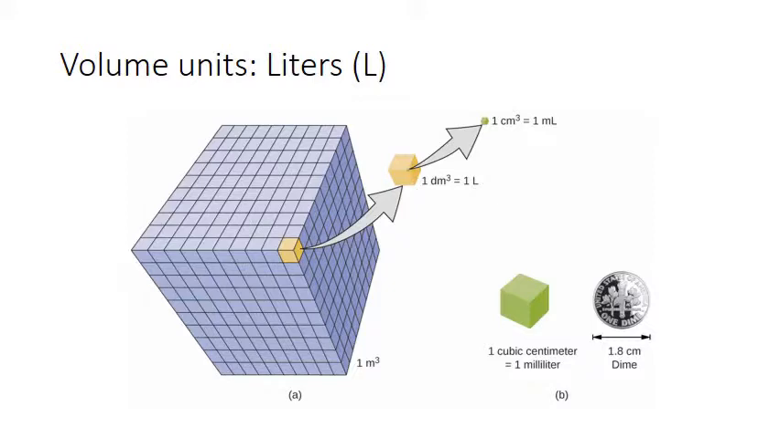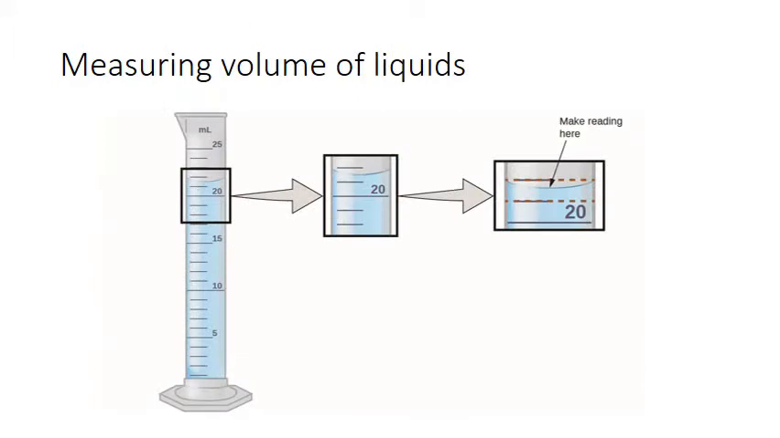A very useful relationship to know is that 1 milliliter is equal to exactly 1 centimeter cubed, or cubic centimeter. The cubic centimeter, which is also abbreviated cc, and the milliliter are the most common units used to measure liquid volume in chemistry and medicine. We measure liquid volume in the laboratory using volumetric glassware like a graduated cylinder.